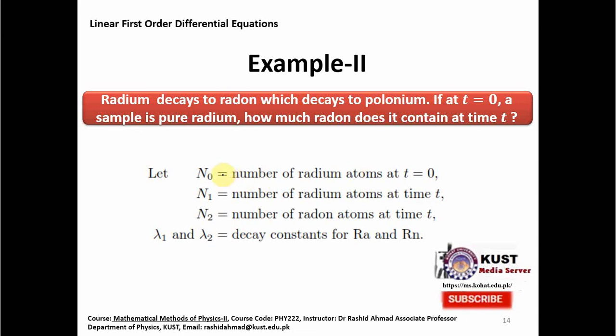So we have made these simple definitions of n0, n1 and n2, that is the number of radium atoms at t equal to 0 and at t, and the number of radon atoms at t. And let's also define lambda 1 and lambda 2, which are the decay constants for Ra and Rn, that is radium and radon. So now we have defined all the parameters needed to transform this statement into a differential equation.